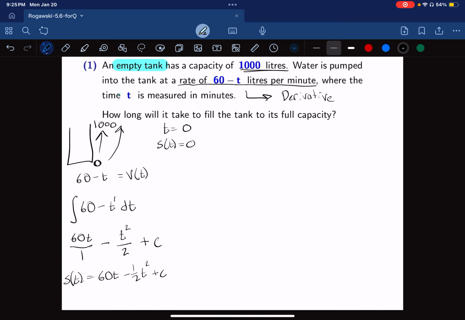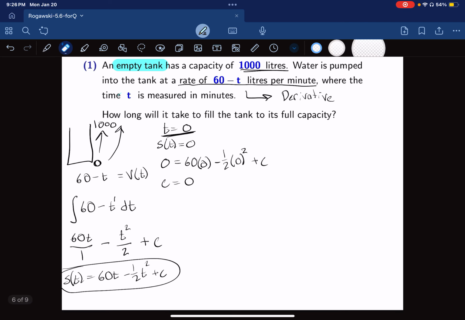And what we can do here is set this equation equal to 0. So S of t is 0, so 0 is equal to 60 times 0, because at this point in time, we haven't started filling this tank with water yet. So we do that for the other one as well. So you end up with 60 times 0 minus 1/2 times 0 squared plus c. And with this, we find out that c is equal to 0.